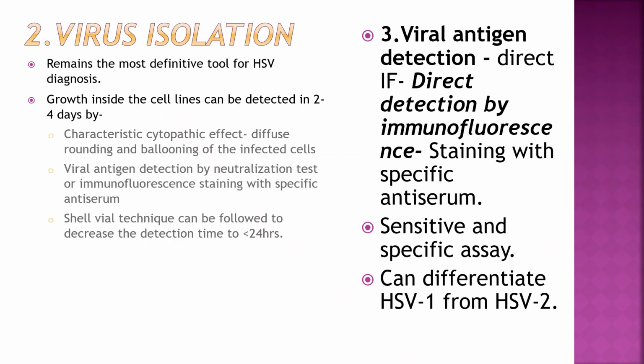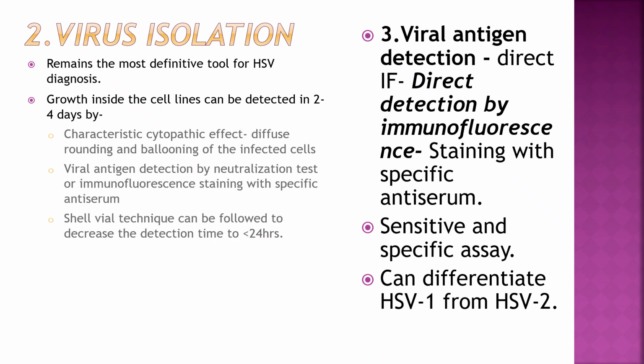Virus isolation remains the most definitive tool for HSV diagnosis. Growth inside cell lines can be detected in 2 to 4 days. Characteristic cytopathic effect: diffuse rounding and ballooning of infected cells. Viral antigen detection by neutralization test or immunofluorescence staining with specific antiserum. The shell vial technique can be followed to decrease the detection time to less than 24 hours.